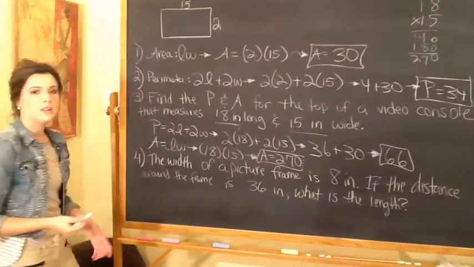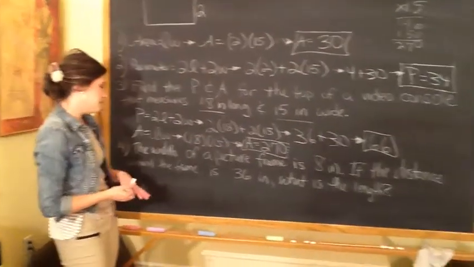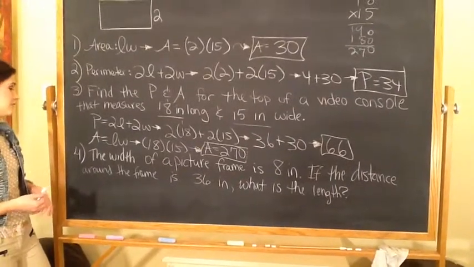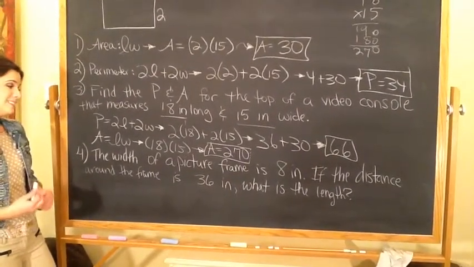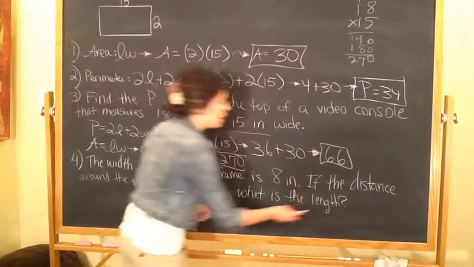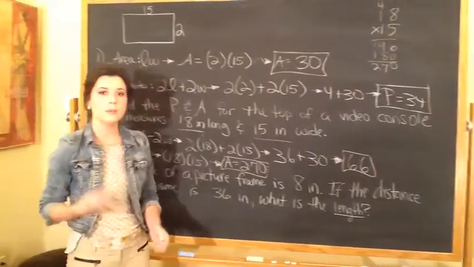Alright, number 4, this one's going to be a little bit different. It says the width of a picture frame is 18 inches. If the distance around the frame is 36 inches, what is the length? So we're going to be solving for L. That's what we want to find.